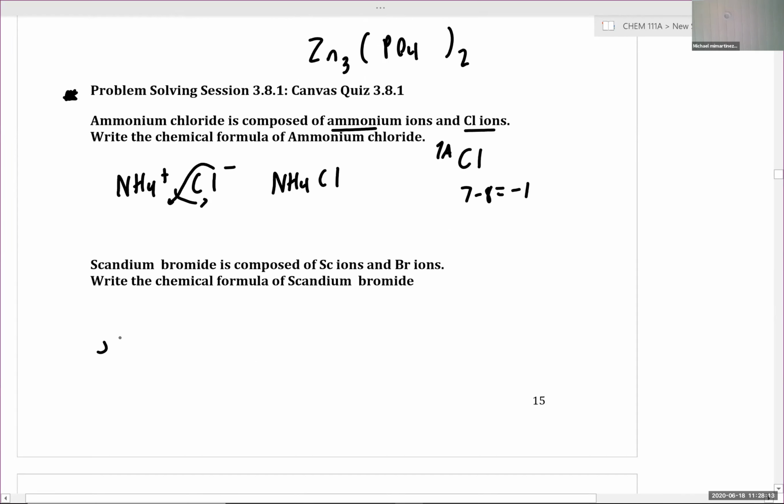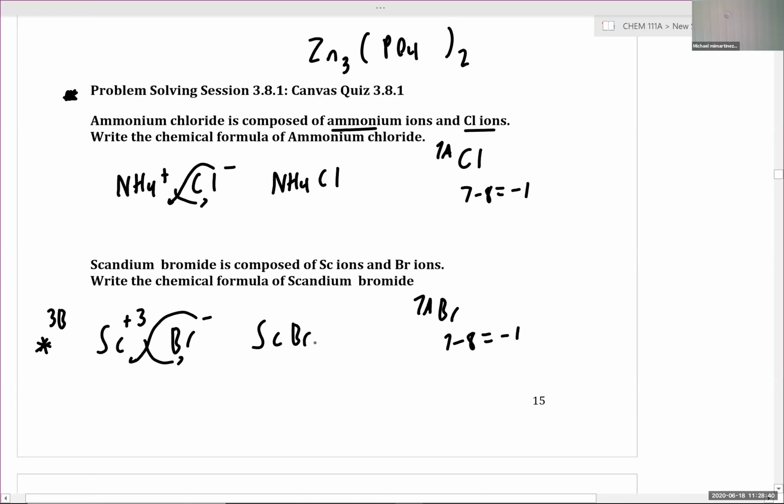Okay, let's look at scandium bromide. Scandium, as we've seen in previous examples, it's a 3B element, and it's one of the exceptions for our transition metals, and it prefers to adopt a +3 charge. Bromine is also a 7A element, and it prefers to adopt a -1 charge. So we cross our charges, and that in turn gives us scandium with 3 bromines, ScBr3, as the formula for scandium bromide.